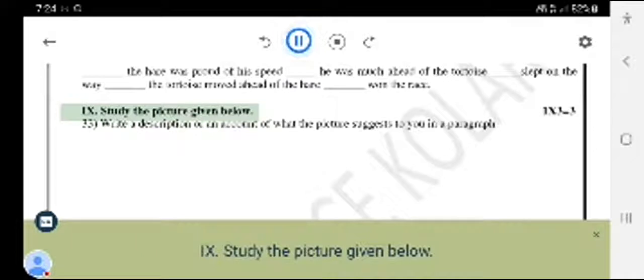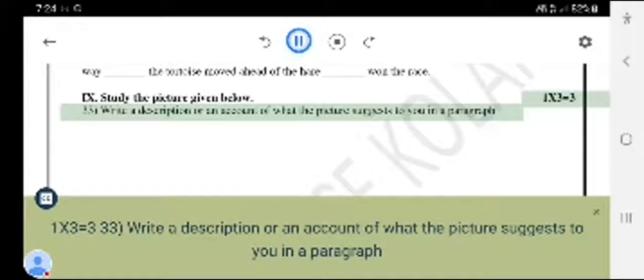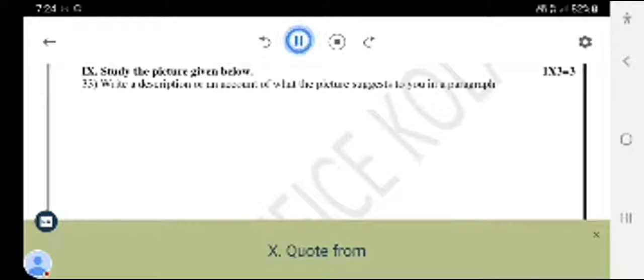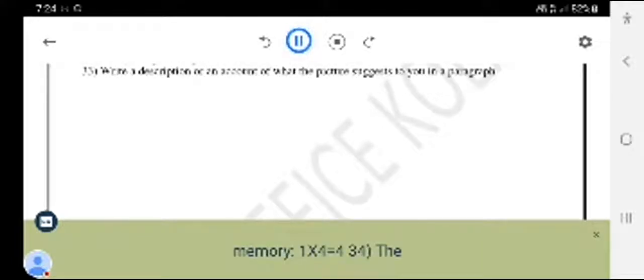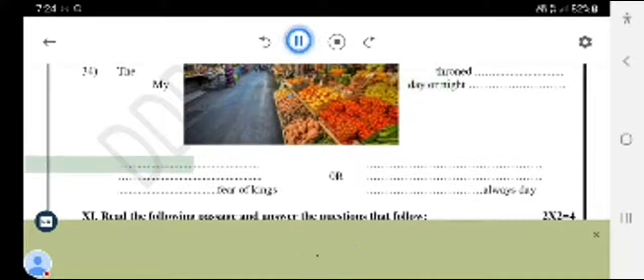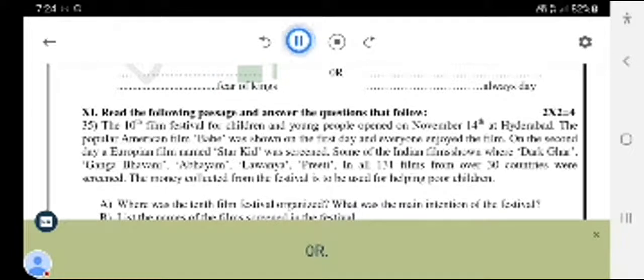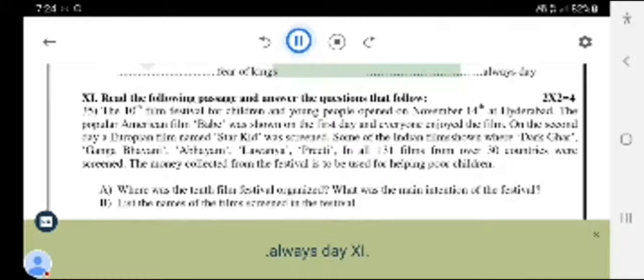X. Study the picture given below. 33. Write a description or an account of what the picture suggests to you in a paragraph. X. Quote from memory. 34. ...the throne my day or night... OR ...fear of kings, always day.